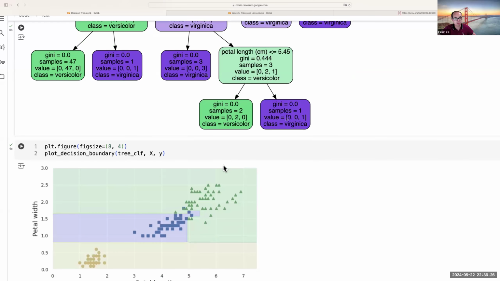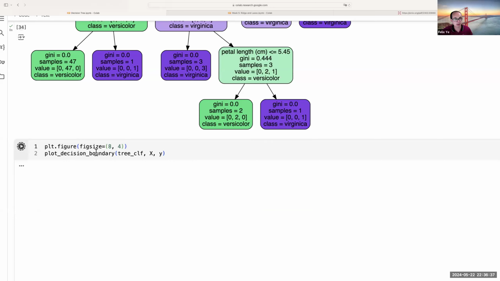Okay, so if we actually plot this out, it will look like this. So you can see we're trying to separate these things perfectly.